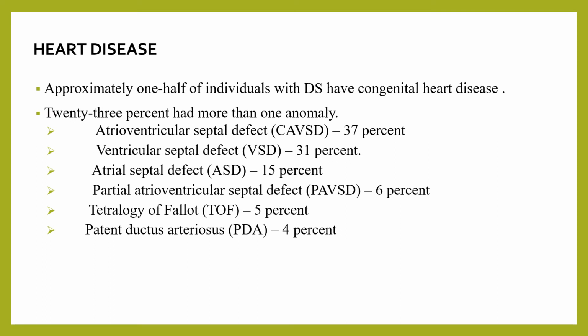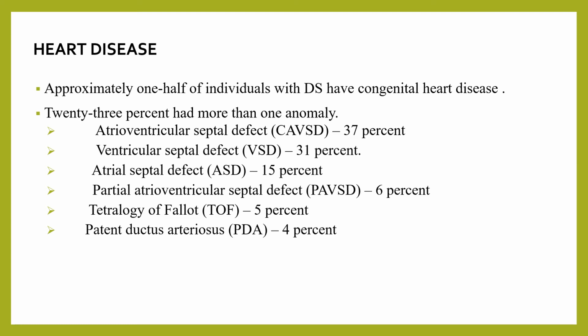The other is heart disease. Approximately 1/2 of individuals with Down syndrome have congenital heart disease. The most common congenital heart disease seen in children with Down syndrome is atrioventricular septal defect, which is found in around 7% of individuals. The second most common is ventricular septal defect, then atrial septal defect, partial atrioventricular septal defect, tetralogy of Fallot, patent ductus arteriosus, and the like.